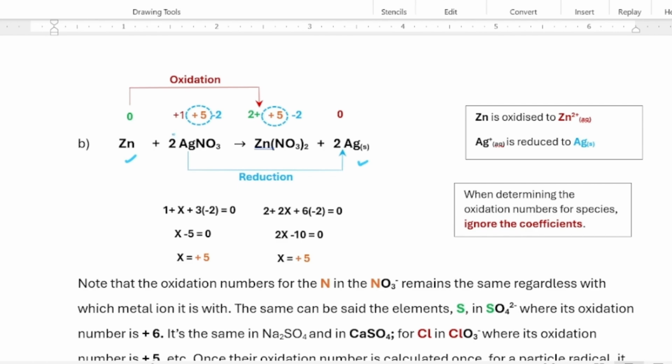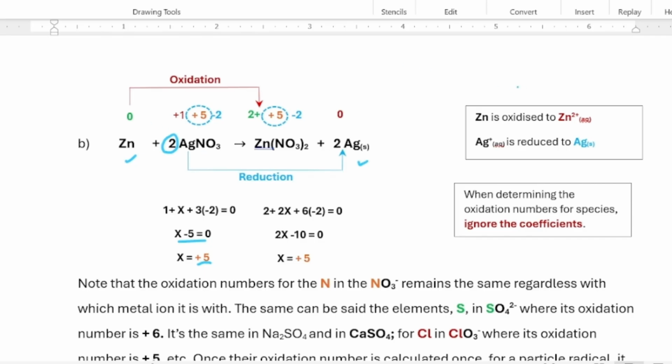Now, one thing is this. When you're doing oxidation numbers for the various elements present, ignore the coefficient that is present there. So we have 1 silver, x, and 3 oxygen. When you do the math, it becomes x minus 5 is equal to 0. Therefore, x is equal to positive 5. That's the oxidation number for nitrogen in the species here.